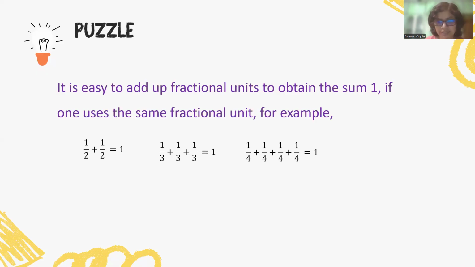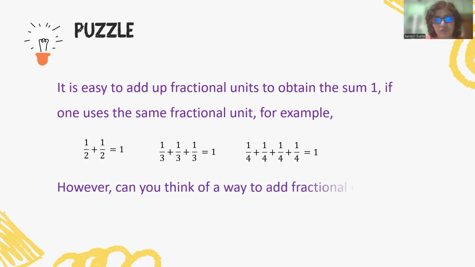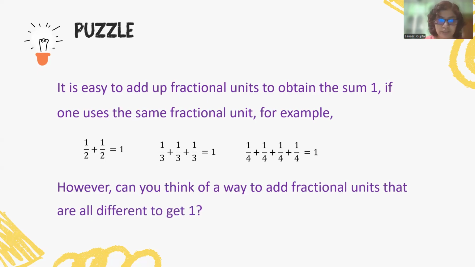equation which we all understand, because we are dividing a whole into two halves. So those two halves will make the full whole. Again, if we divide a whole into three parts, then all the three parts will add up to the whole. So this is easy to understand. However, can you think of a way to add fractional units that are all different to get one? So we'll see how we will do in each of the cases, okay?